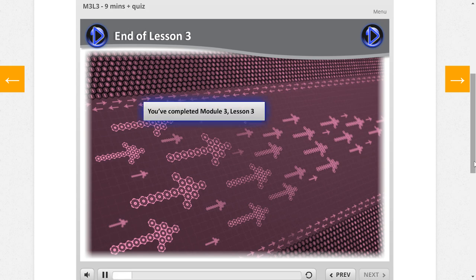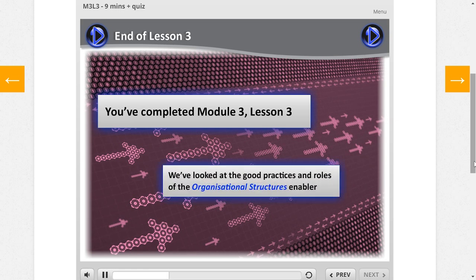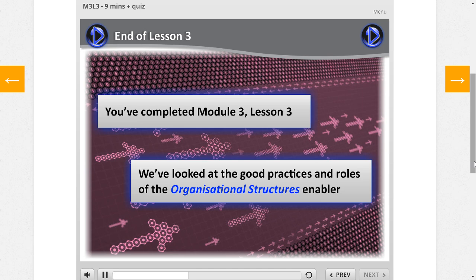Okay, that completes this lesson on the organizational structure enabler. You learned about good practices and roles. Before we complete this lesson, here's a quick quiz to test what you've learned. At the end of the quiz, you'll receive your result and can try the questions again if you would like to.